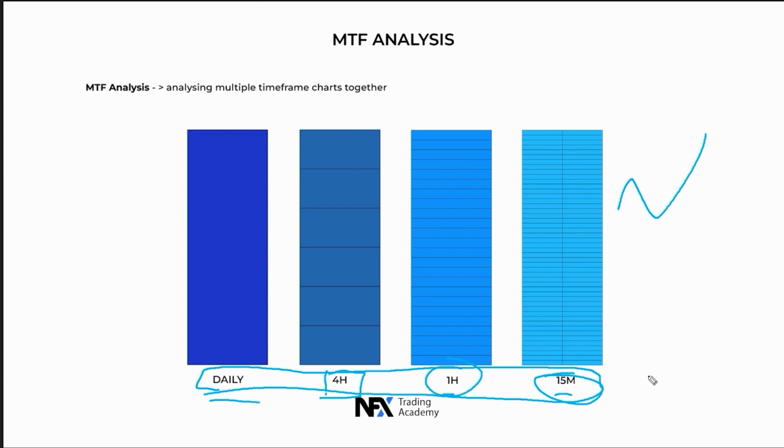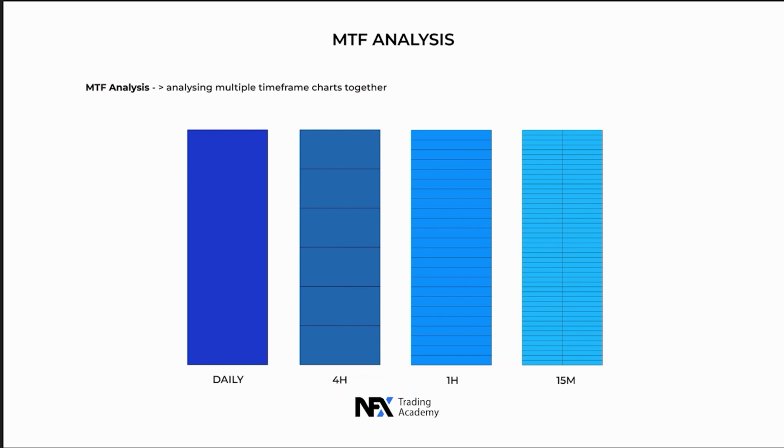Even if the 1-hour and the 50-minute structure tell you to take sells, you don't have to look at sells, you do have to look for buys, because the 4-hour structure is stronger than the 1-hour and the 50-minute, and also the daily is stronger than the 4-hour. So the bigger the time frame, the stronger the trend and the stronger the structure is. So you need to follow the higher time frames always.